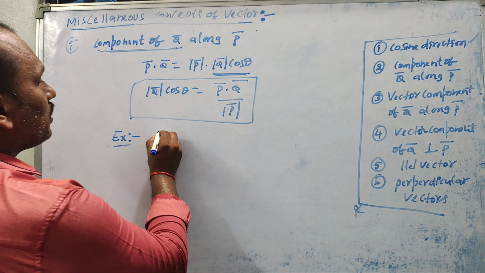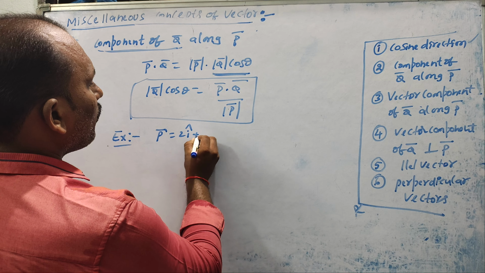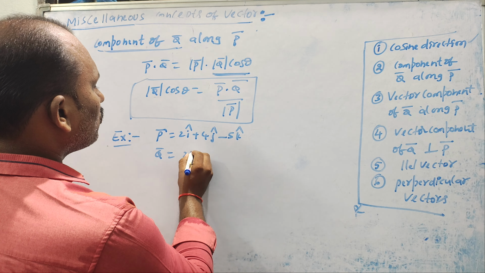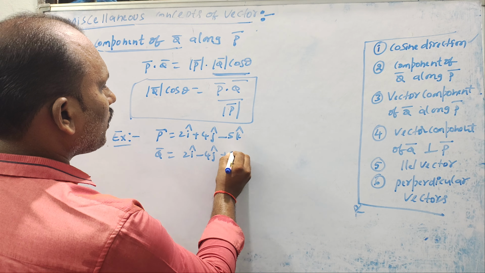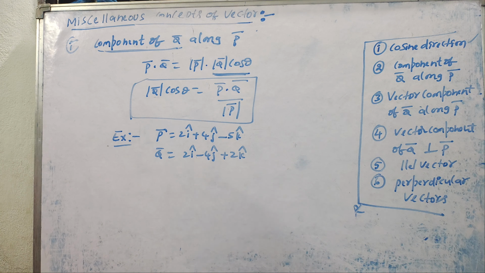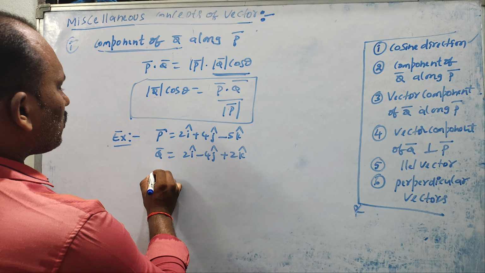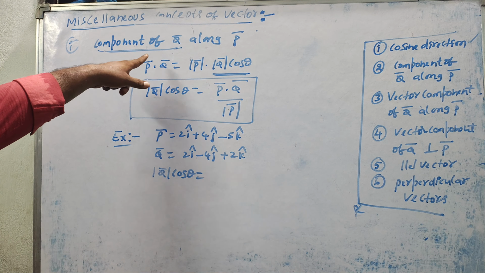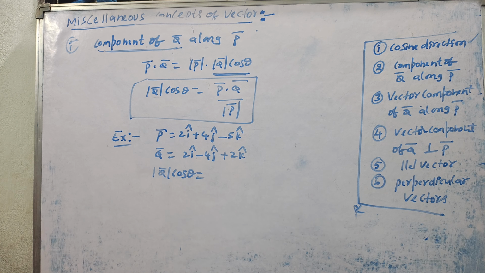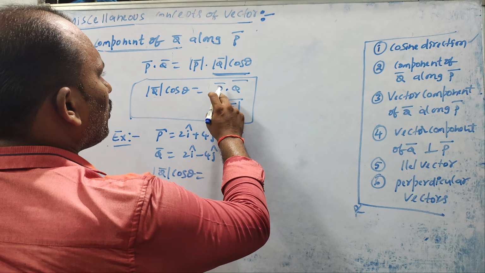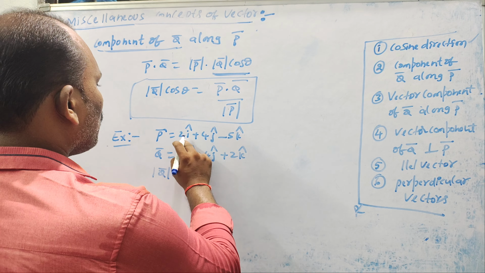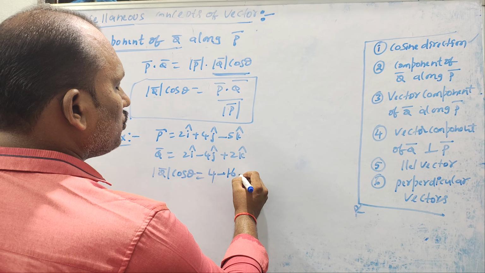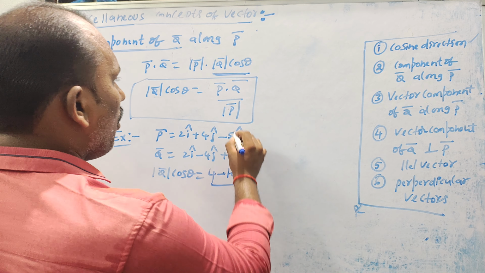Let us say p bar is equal to 2i cap plus 4j cap minus 5k cap, and q bar is equal to 2i cap minus 4j cap plus 2k cap. Now I want to find modulus of q bar cos theta. What is the meaning of it? I want to calculate the component of q bar along p bar. So what will happen now? p bar dot q bar: 2 into 2 is 4, minus 4 into 4 is 16, minus 5 into 2 is minus 10, divided by modulus of p bar.